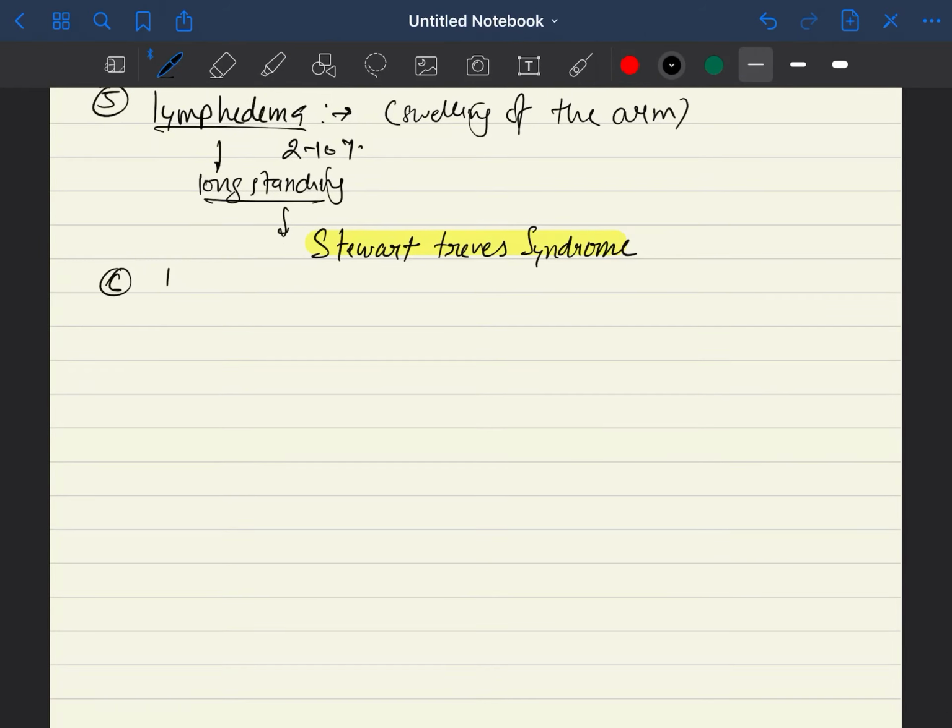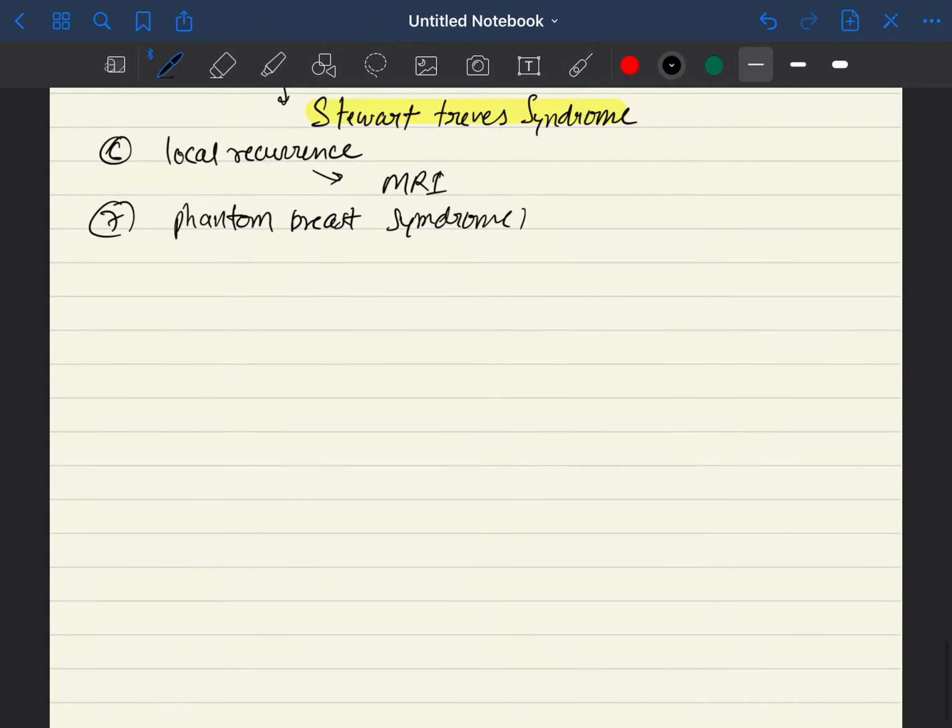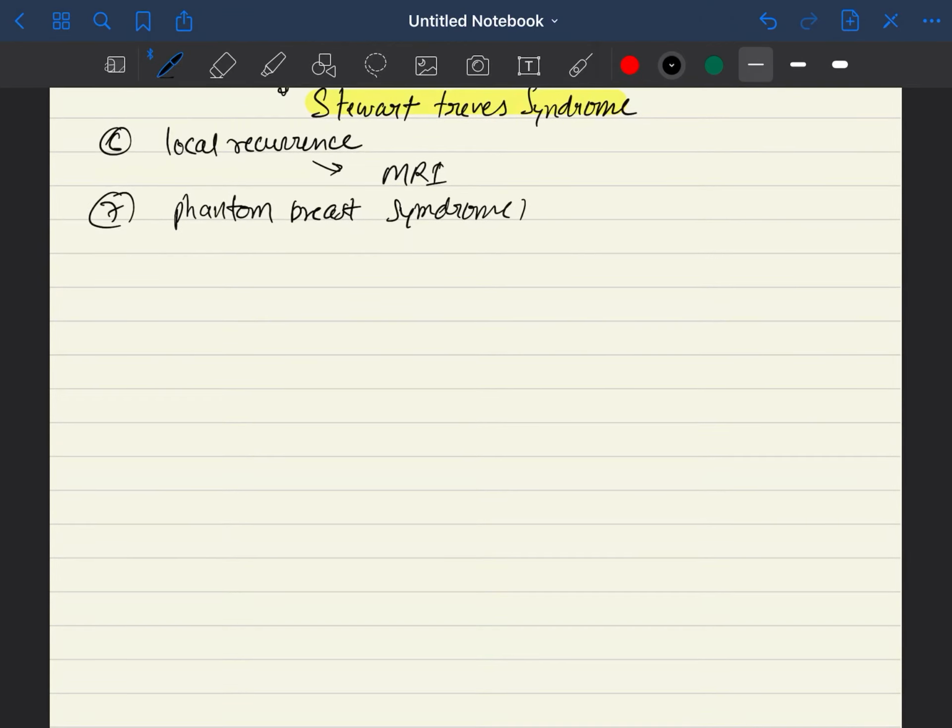There can be risk of local recurrence, all right. For the local recurrence, we will do the MRI. There can be phantom breast syndrome. So guys, what is phantom breast syndrome? This is the most common cause of intercostobrachial nerve neuralgia, right? So intercostobrachial nerve neuralgia is called phantom breast syndrome, right?